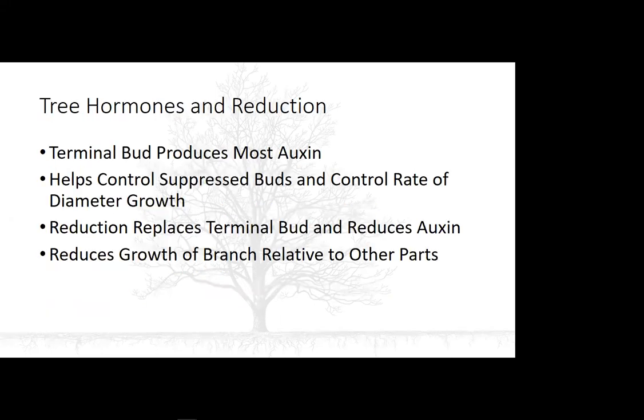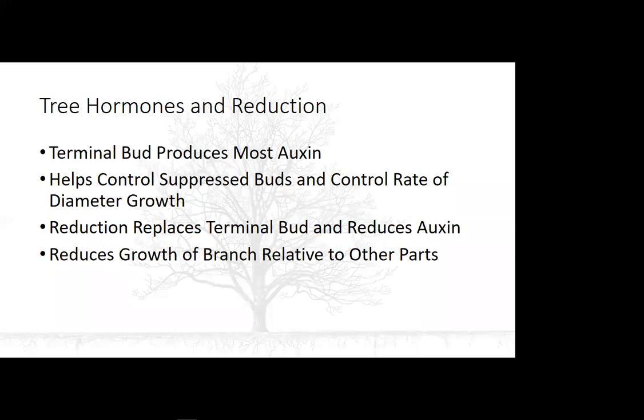We mentioned hormones, and I talked a little bit about how the terminal bud is producing the most auxin, and it's controlling or suppressing buds, and it is also helping control the rate of diameter growth. When you do that reduction cut, you're replacing the terminal bud on the branch with a lower ranked bud that's going to produce less auxin, and that can slow down the growth rate of the branch relative to other parts of the tree.